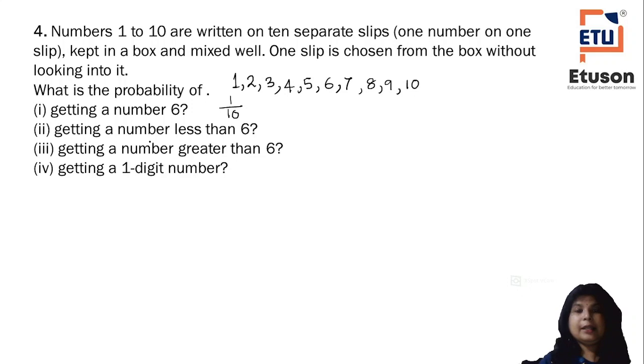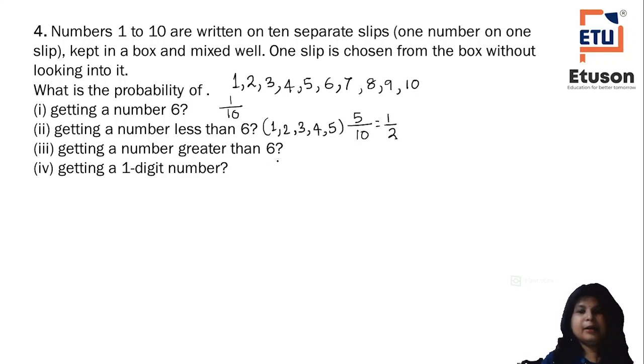Okay. Getting a number less than 6. How many numbers are less than 6? You have 1, 2, 3, 4, 5. And what is the total count? It is 5. So in the numerator it will be 5 and in the denominator you have the total number of outcomes, which is 10. So what is the probability? It is 1 by 2.